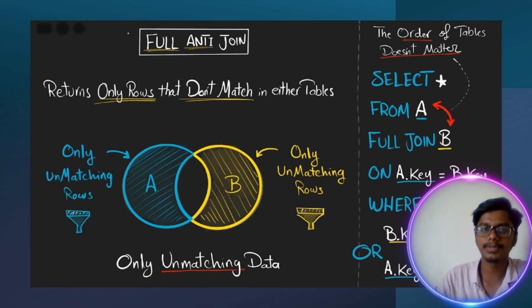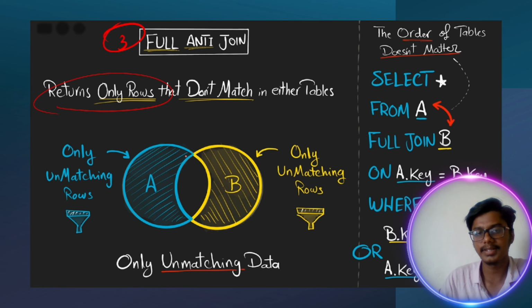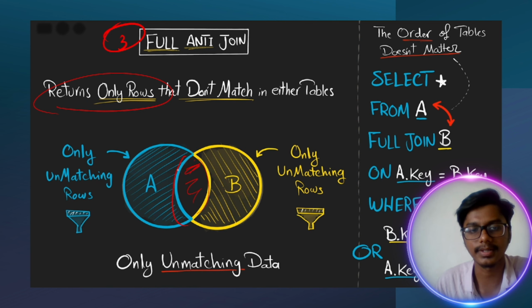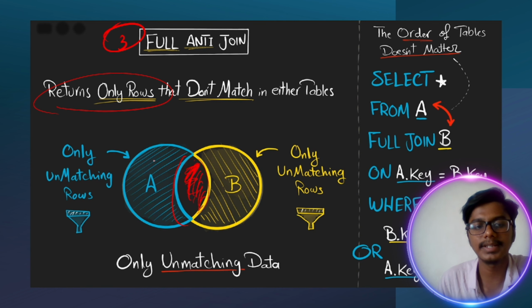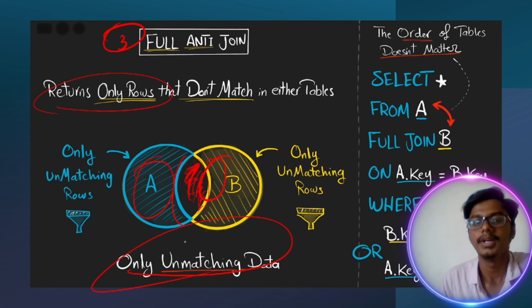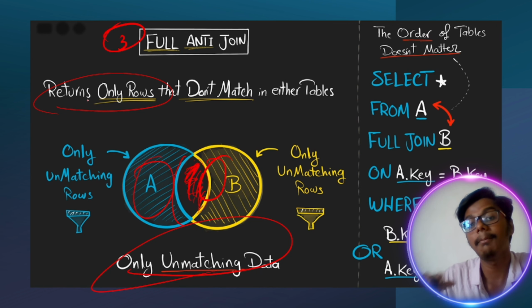Okay, let's discuss the full anti-join, the third advanced topic. It returns only the rows that don't match in either table. These are the rows that go into the result. I omit the matching rows and I'm only looking for the unmatching rows. That's how the full anti-join works.